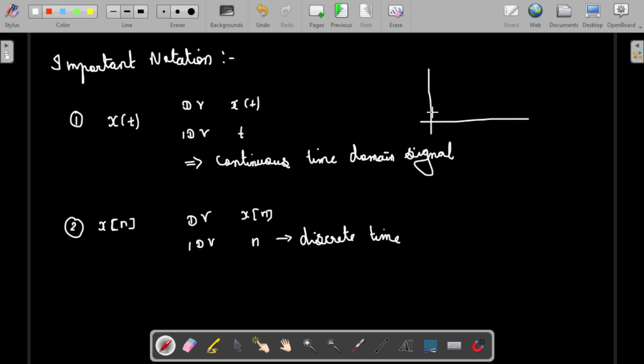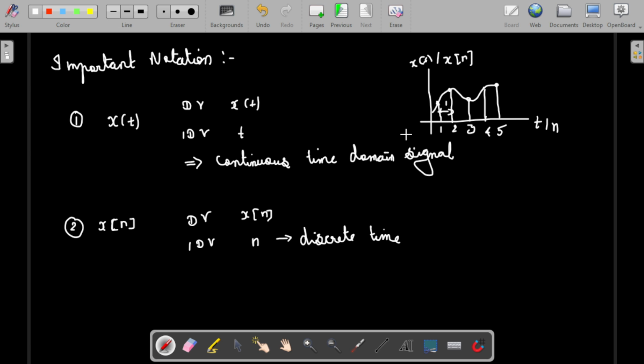If the signal is continuous like this, and we need to change this into discrete time, we need to sample the signal at some particular intervals. If you take the interval equal to 1 second, then n is equal to 1, n is equal to 2, n is equal to 3, 4, 5. Now this is converted into n, so the domain will be n. The value will not be continuous, it will be discrete, and only these samples will be there. This is the difference between x of t and x of n.